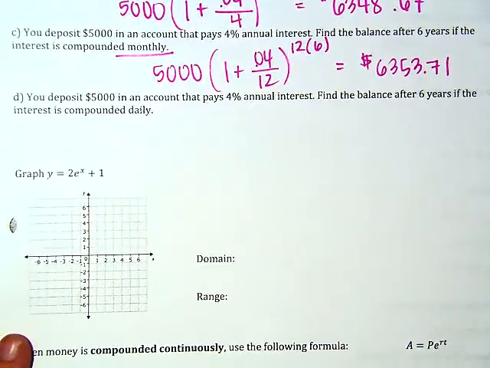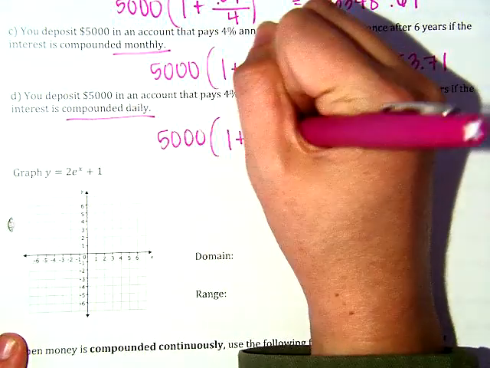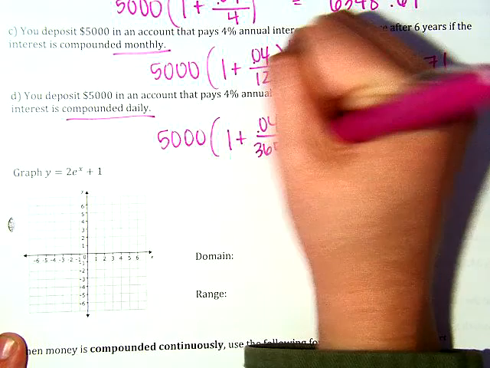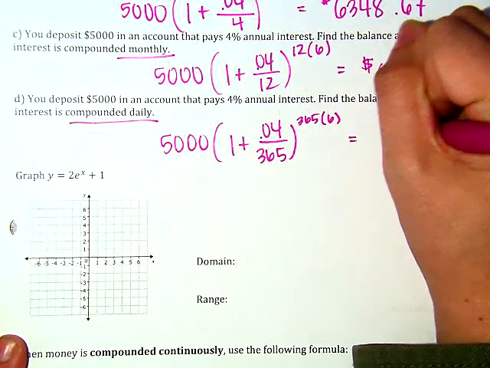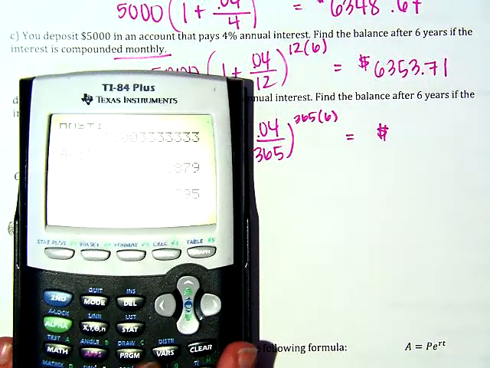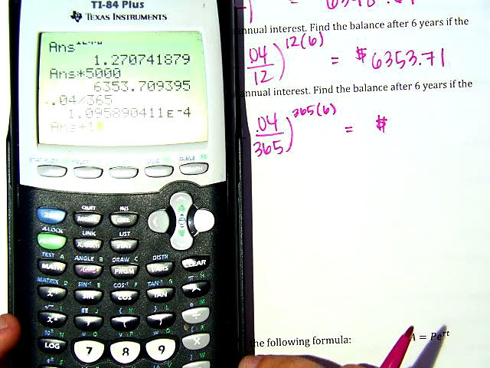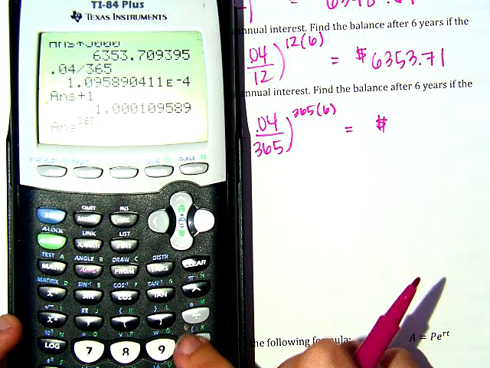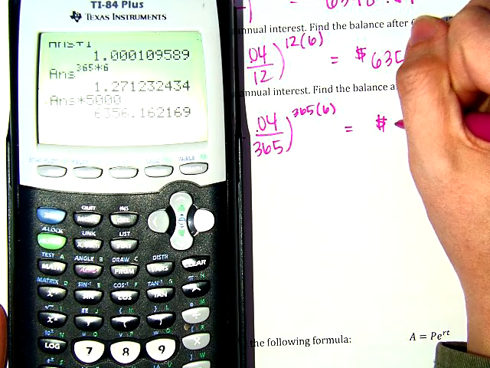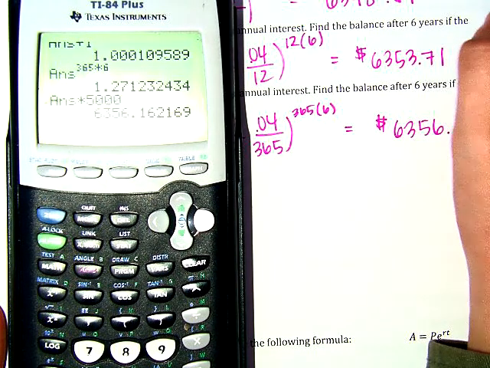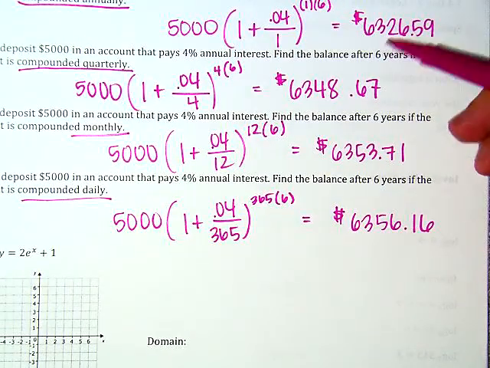One more time. This time, same information, compounded daily. So 5,000, 1 plus 0.04 divided by 365. 365 days in a year. So 365 times 6. So again, you start with 0.04 divided by 365. Add 1. Take it to the power of 365 times 6. Then times by your initial amount, 5,000. And I get 6,356.16.